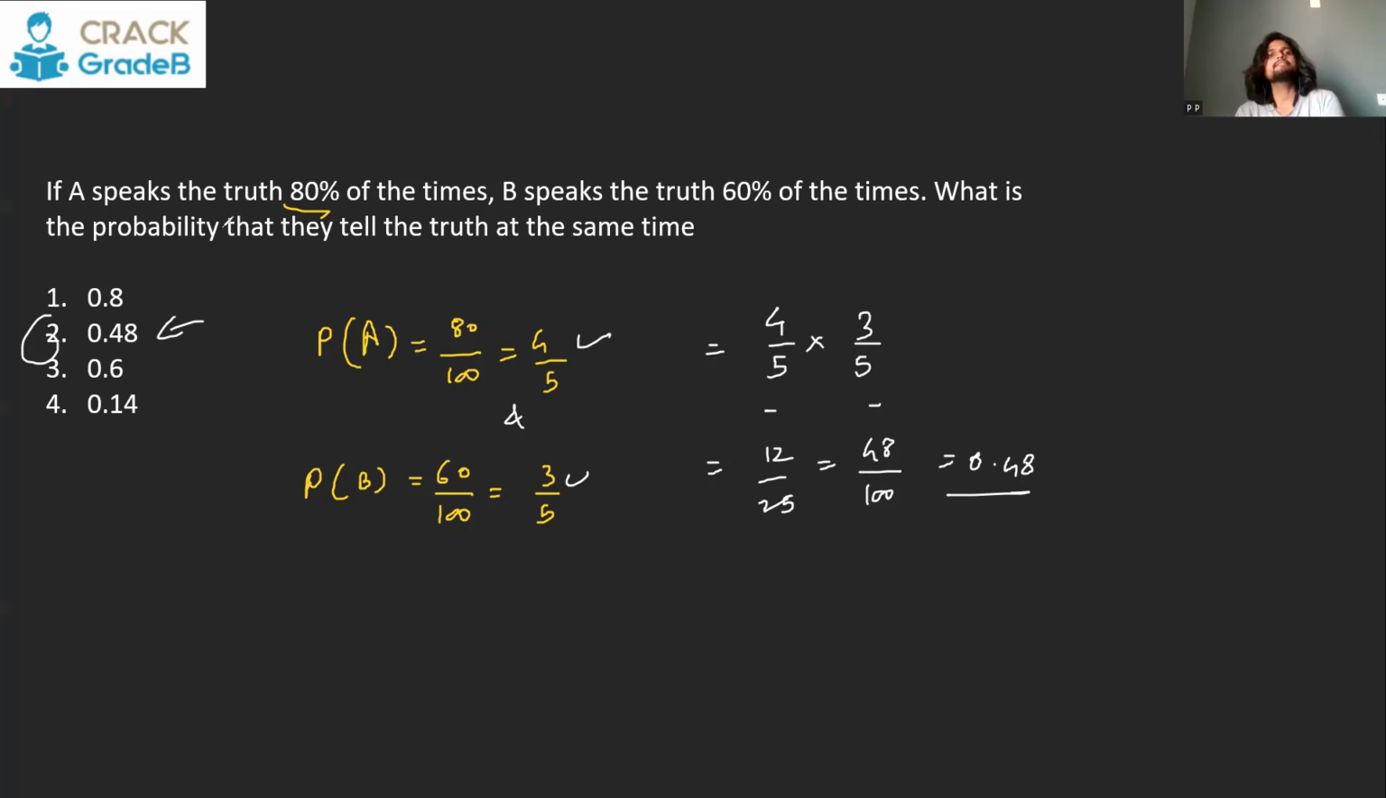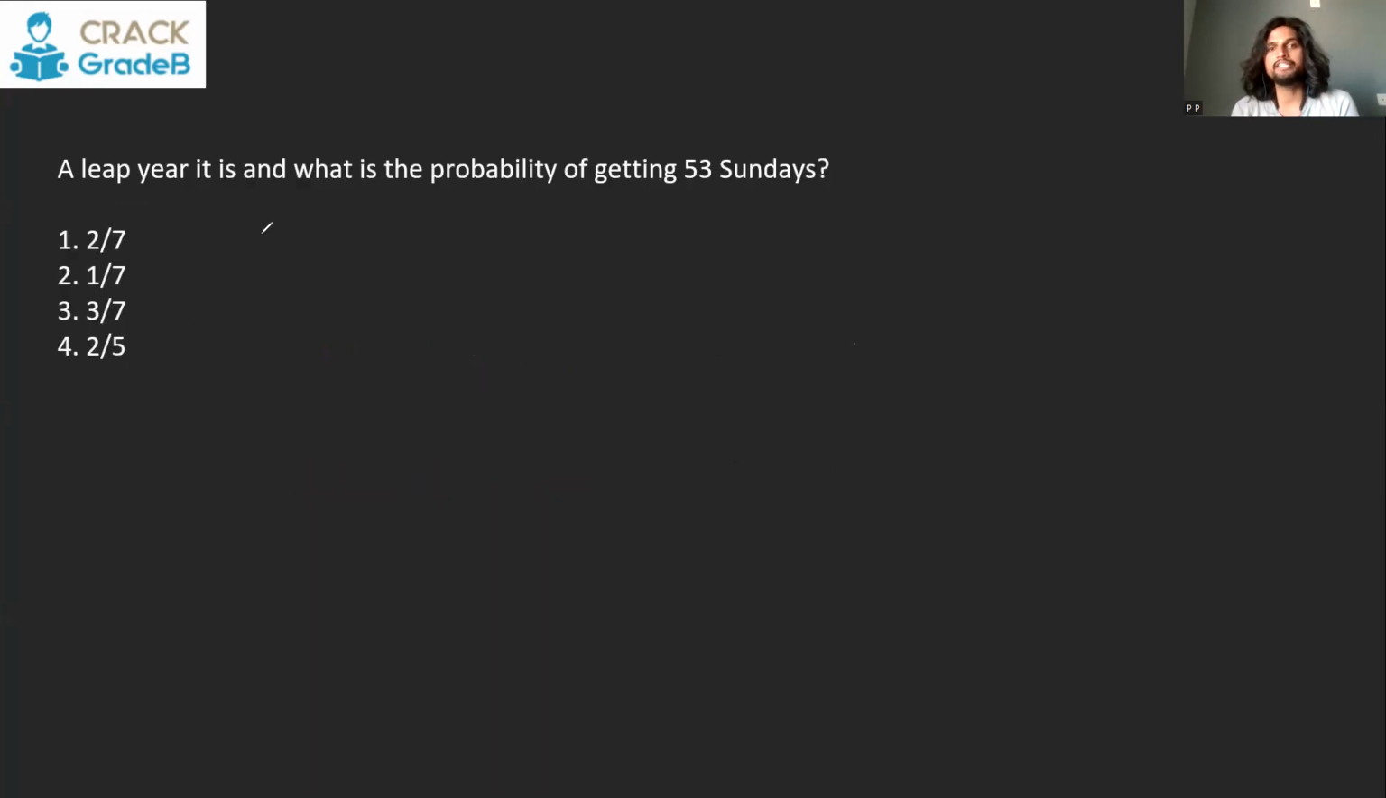A leap year it is. What is the probability of getting 53 Sundays? So if I ask you any random day, what is the probability that it is a Sunday? I mean, you wake up someday from a coma, you don't know what day it is. And if you try to decide, let's find out the probability. What is the probability that it is a Sunday?